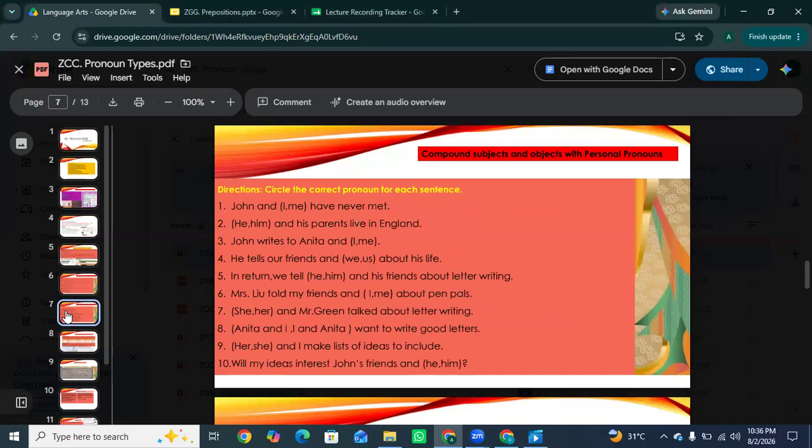Okay, compound subjects and objects with personal pronouns. Circle the correct pronoun for each sentence. Okay, here's a practice worksheet. John and I have never met. I or me? I. John and I have never met. Why? Because it is in subject position, performing the action.